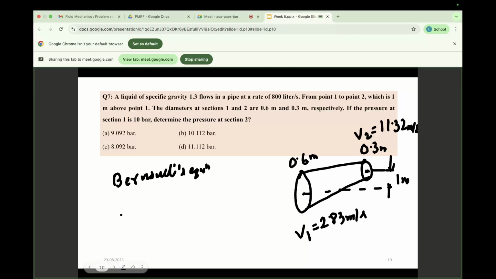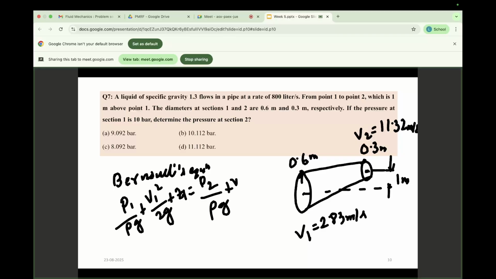Okay. So Bernoulli's equation I can write. So what is the pressure at region 1? That means I can write P1 by rho g plus V1 square by 2g plus Z1. This one equal to, for this section, P2 by rho g plus V2 square by 2g plus Z2.